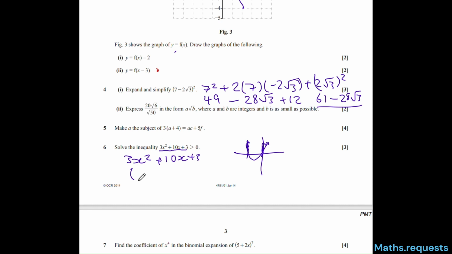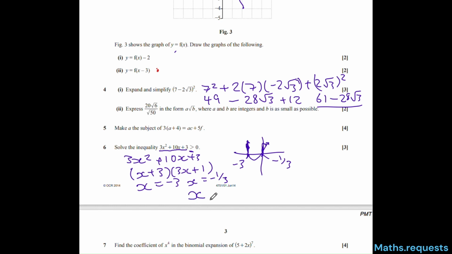And then we'll factorize, so we'll get x plus 3, 3x plus 1. So our two roots are x is minus 3 and x is minus a third. So this point here would be minus a third, and this point here is minus 3. And now we know that the x values have to be less than minus 3 and more than minus a third by looking at the graph.